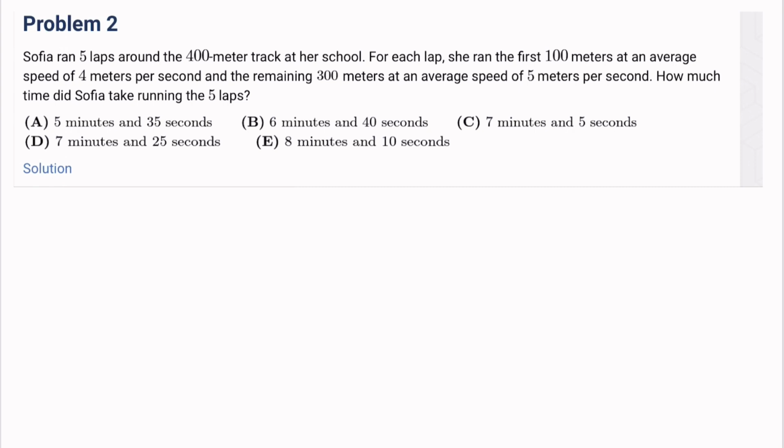Number 2, Sophia ran 5 laps around the 400-meter track at her school. For each lap, she ran the first 100 meters at an average speed of 4 meters per second and the remaining 300 meters at an average of 5 meters per second. How much time did Sophia take running the 5 laps?